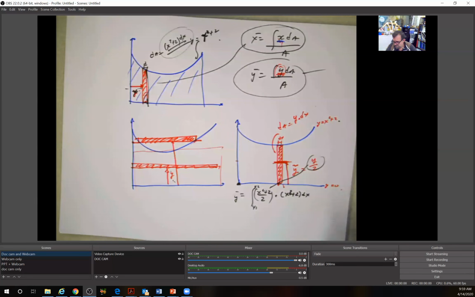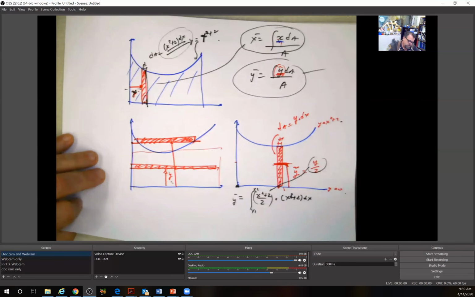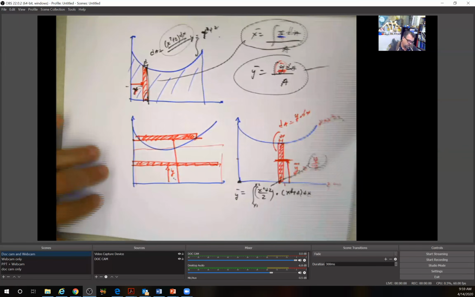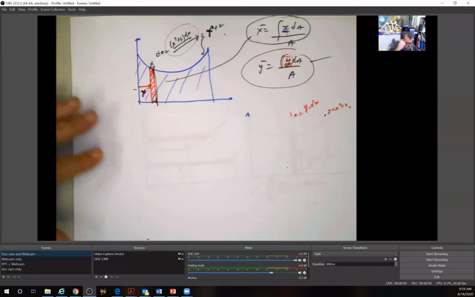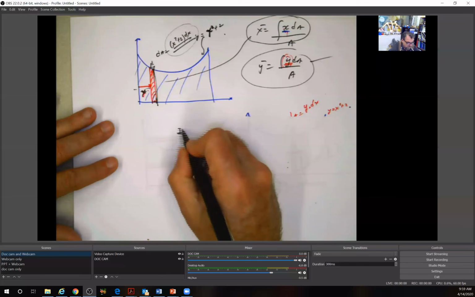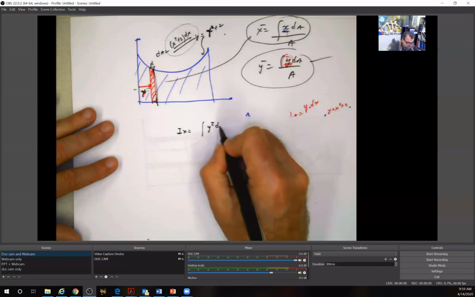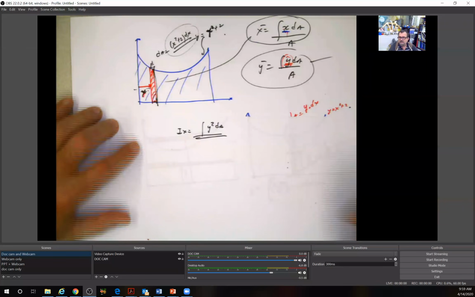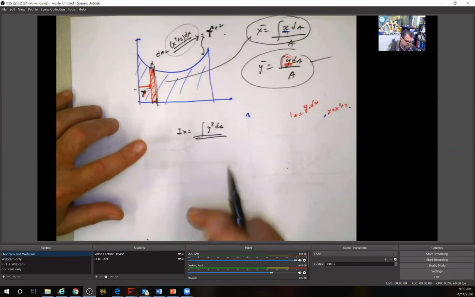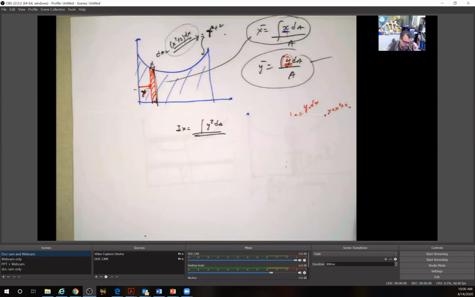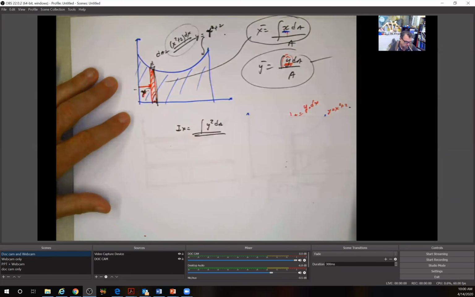Now somebody was asking me, is there any way that we can use the second approach for the moment of inertia? Yes, you can use this approach for moment of inertia, of course. If you have the same situation and you want to calculate the moment of inertia, for example, I sub x is the integral of y squared dA. I start the same way. You measure x or y, and you put your dA perpendicular to x or y, and then from there you start working.